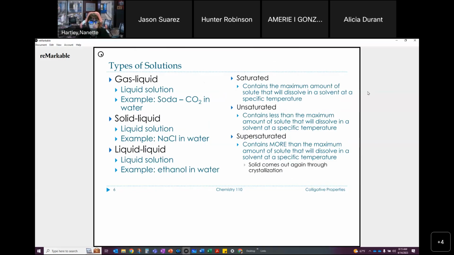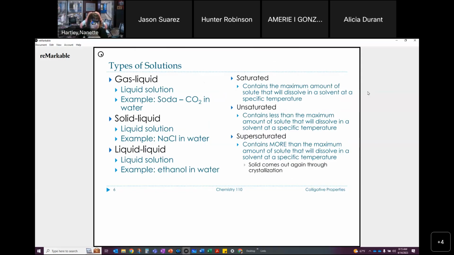We also have some terms that apply to those solutions. One is saturated. And what that means is that it contains the maximum amount of solute that will dissolve in a solvent at a specific temperature. So what we notice as we, for instance, add sugar to tea, right? We get to a point where it disappears, and then it stops. And suddenly you've got it sitting on the bottom, all right? That's when we've reached that saturation point, the point right before we start seeing it on the bottom. That's our saturation point, okay?